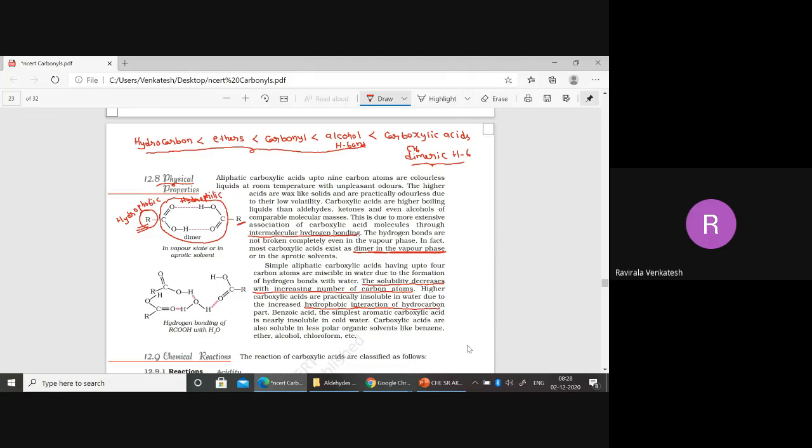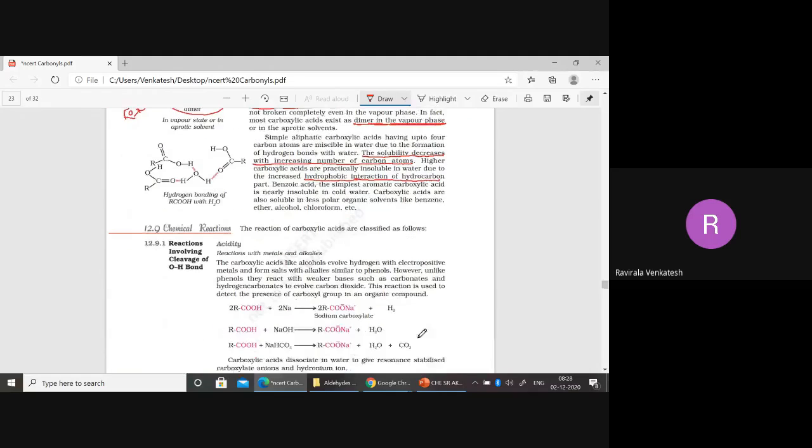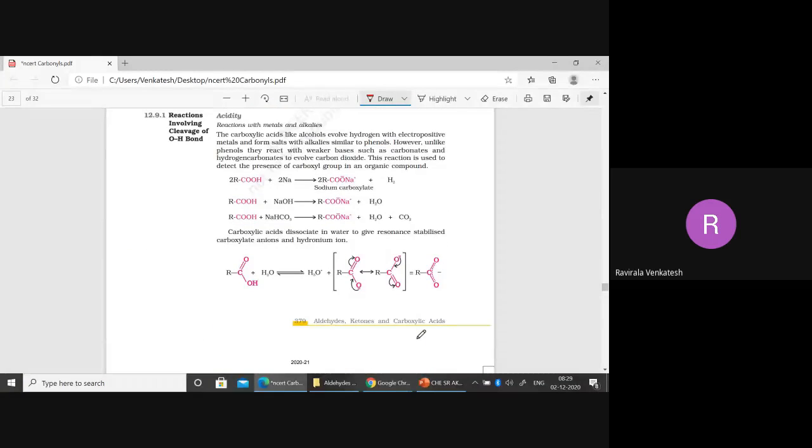Benzoic acid is nearly insoluble in cold water because benzoic acid has a benzene ring here. The benzene is of hydrophobic character, right? This is about the physical properties.